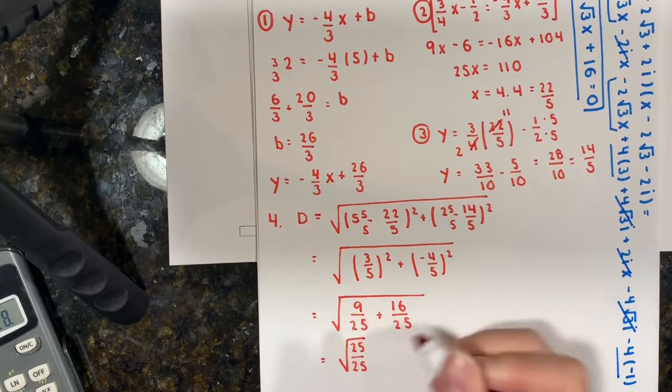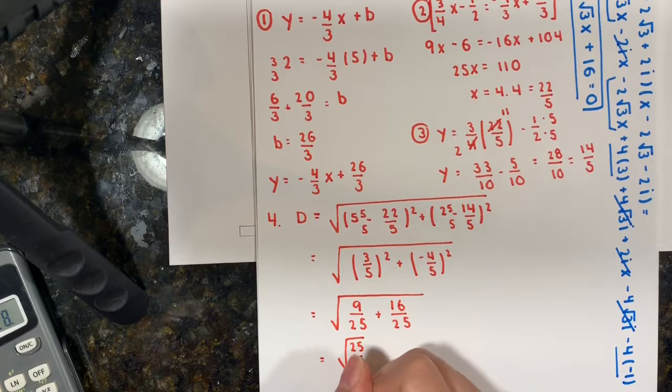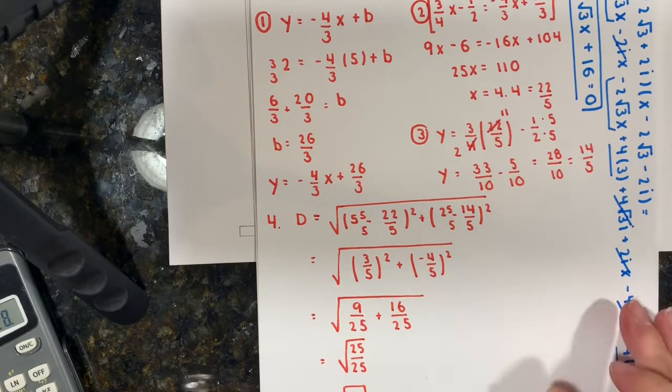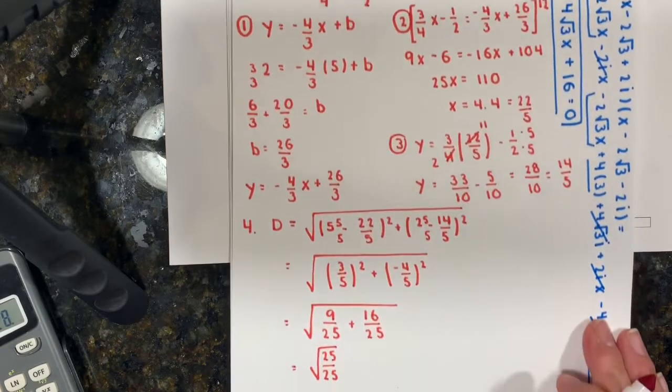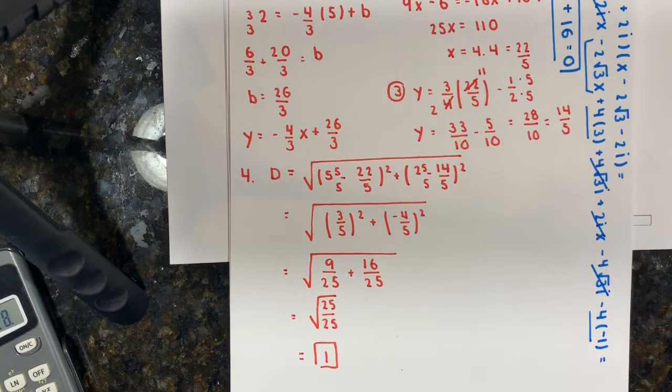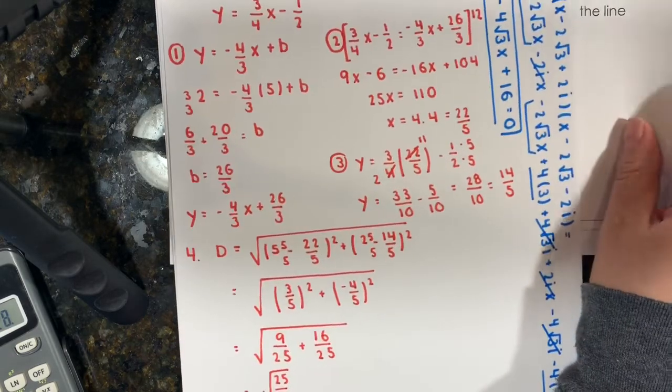25 over 25 is 1, and the square root of 1 is 1. So all of this work here boils down to the answer just being 1.